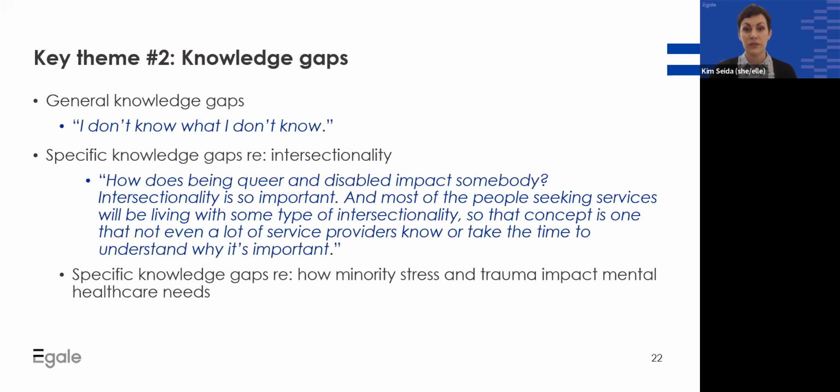There are also more specific knowledge gaps. So again, respondents cited knowledge gaps regarding intersectionality. So for example, how to navigate cultural differences, as well as the needs of intersectionally marginalized clients. And a queer service provider, for example, working in Northern Canada, asked, how does being queer and racialized impact somebody? How does being queer and disabled impact someone? Intersectionality is so important, and most of the people seeking services will be living with some type of intersectionality. So that concept is one that not even a lot of service providers know or take the time to understand why it's important.